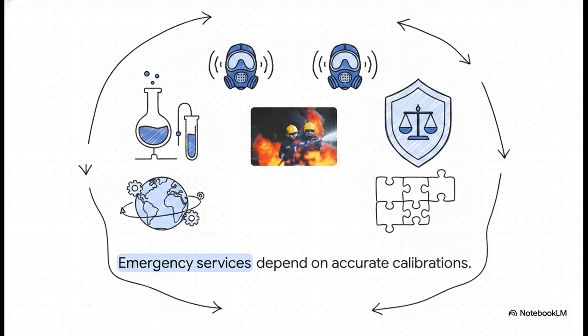From massive global manufacturing lines to firefighters running into burning buildings with breathing apparatuses and heat sensors, accurate testing and calibration are absolutely crucial. It's what keeps our world safe, measured, and reliable. Without a standardized scope defining exactly what a lab is competent to do, that foundational trust just falls apart.